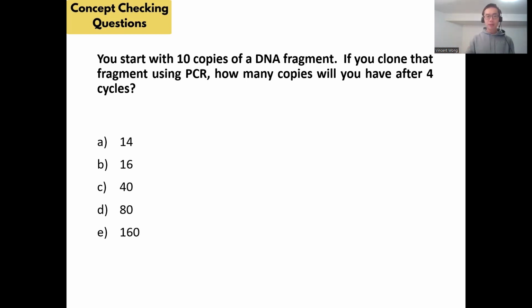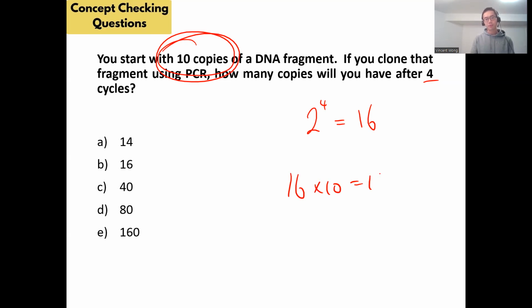So 16 is partly correct. If you do 4 cycles, it's 2 to the 4, which equals 16, right? But we started with 10 copies. So I have to take 16 times 10, which is 160. If you started with 1 copy, 1 becomes 2, 2 becomes 4, 4 becomes 8, and then 16. But then we have 10 copies. So 10 copies becomes 20 and then 40 and so on. That's why it's 160.